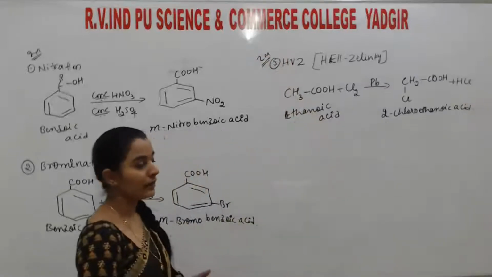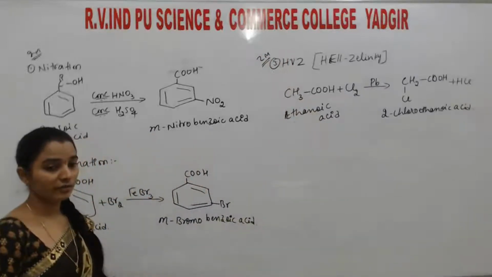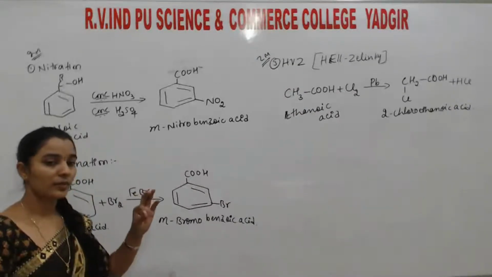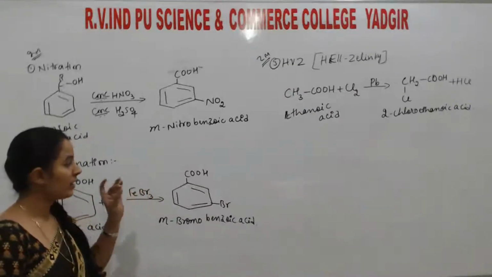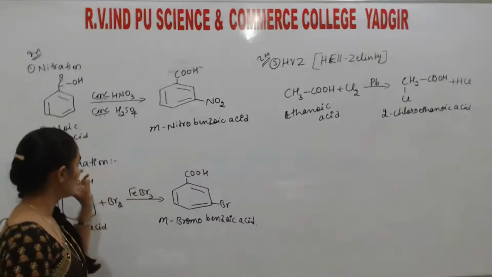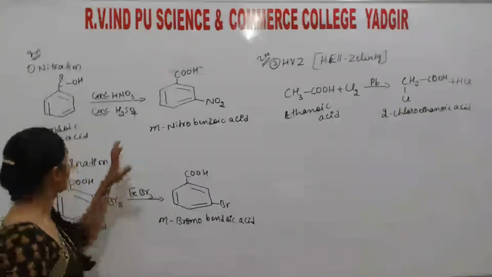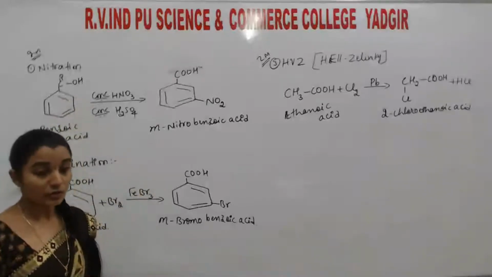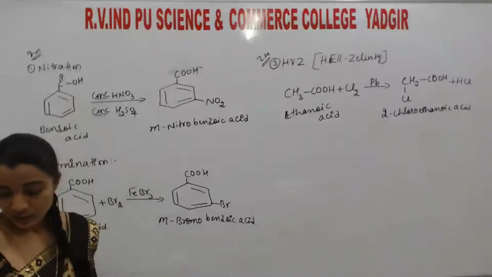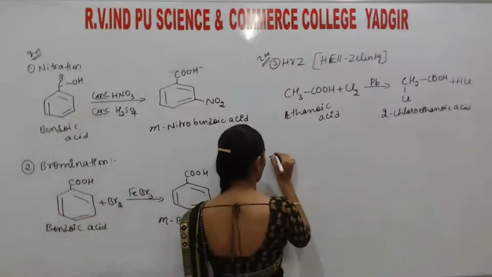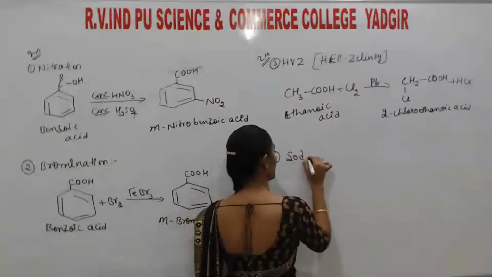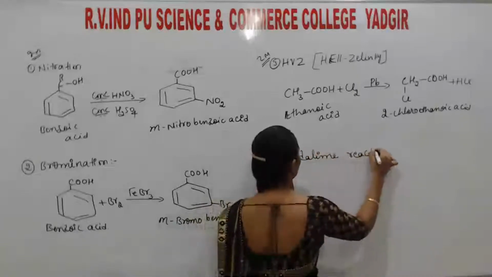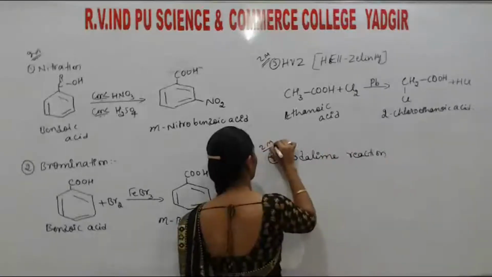So this completes the reactions of carboxylic acids: esterification, reaction with PCl3, PCl5, and another one, SOCl2. This is nitration, bromination, and the HVZ reaction. Students, another one is there, that is the soda-lime reaction. Remember, soda-lime reaction. I forgot to tell you, an important one.